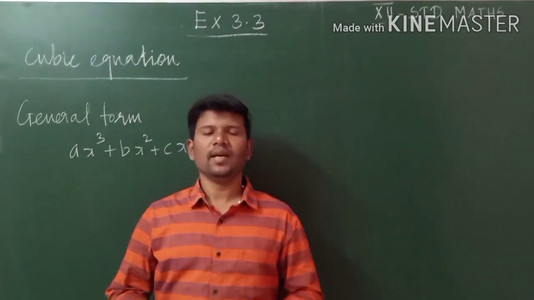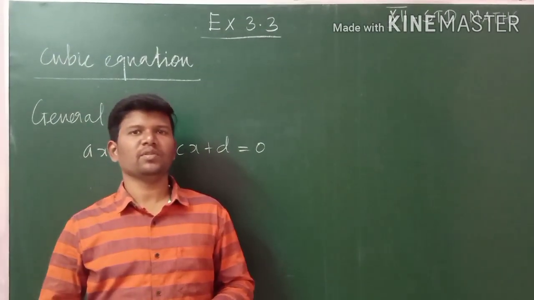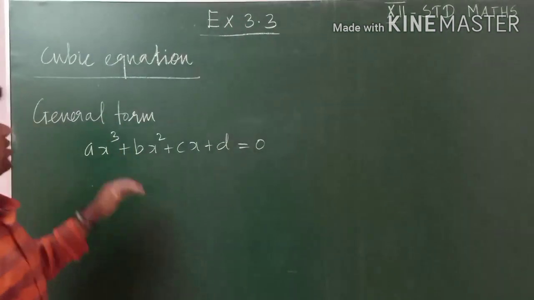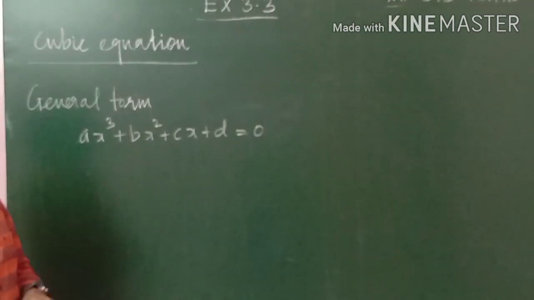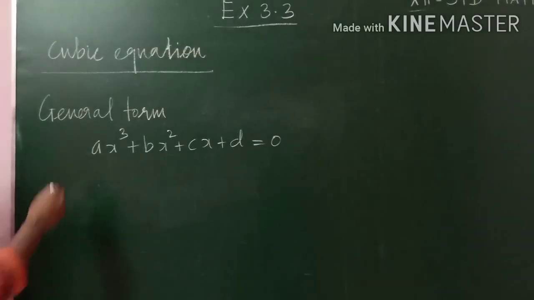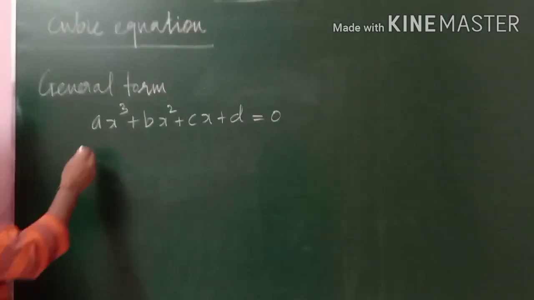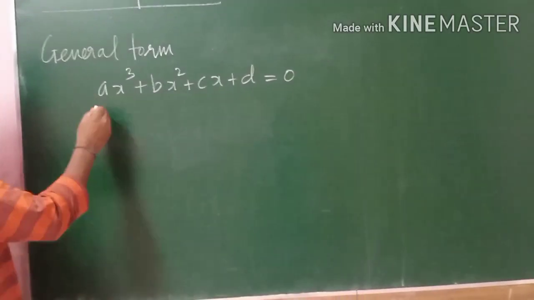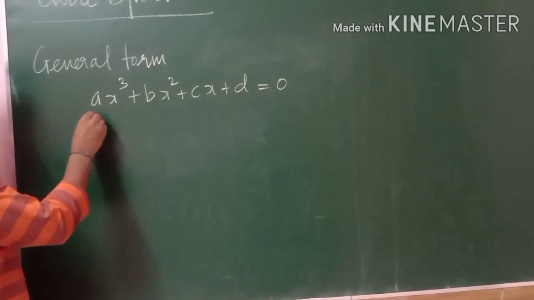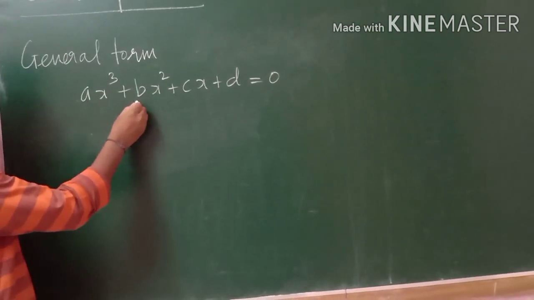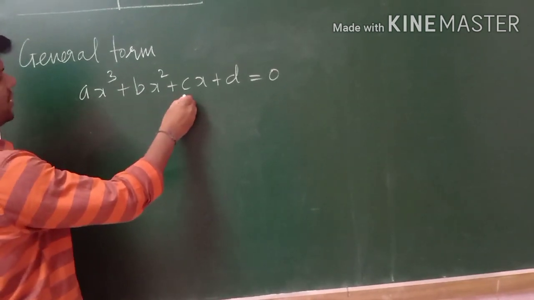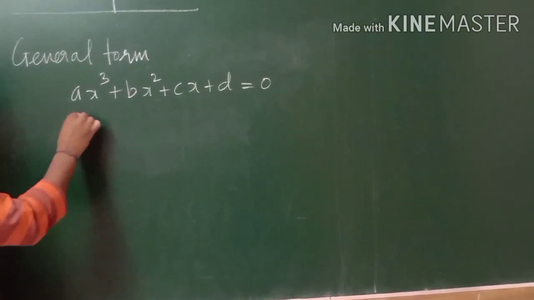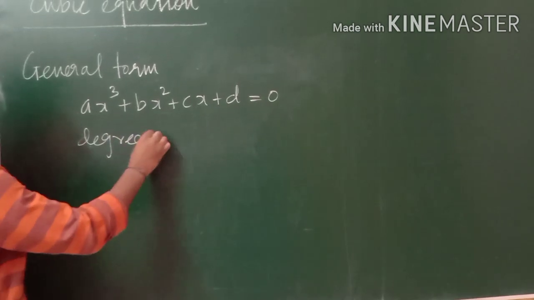Now we will see exercise 3.3 problems. Before going to exercise 3.3 problems, just recall the cubic equation and construction of a cubic equation. The general form of a cubic equation is what? ax cube plus bx square plus cx plus d equal to 0. Here a is the coefficient of x cube, b is the coefficient of x square, c is the coefficient of x, and d is the constant term. So this is a cubic equation. Cubic equation means the degree is equal to 3.